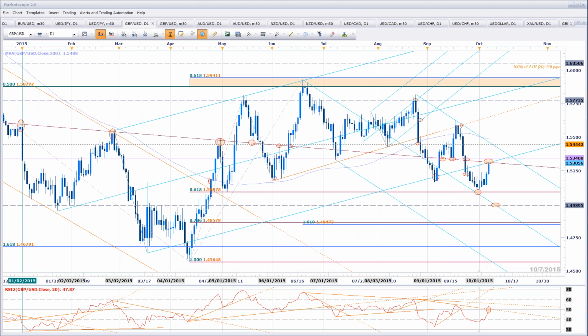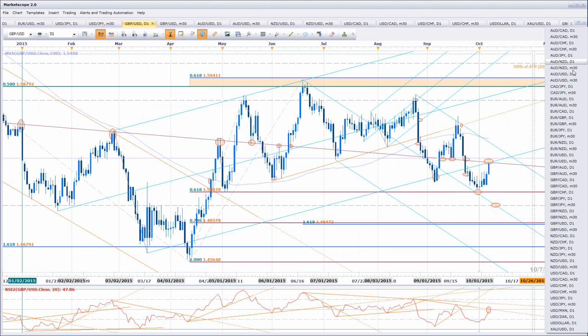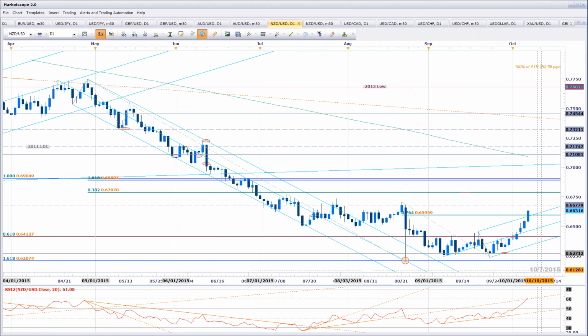Now let's jump into the highlighted pairs from last night. First things first, let's take a look at the Kiwi Dollar. It's a great trade. I think it's another one that may be coming into some near-term resistance.